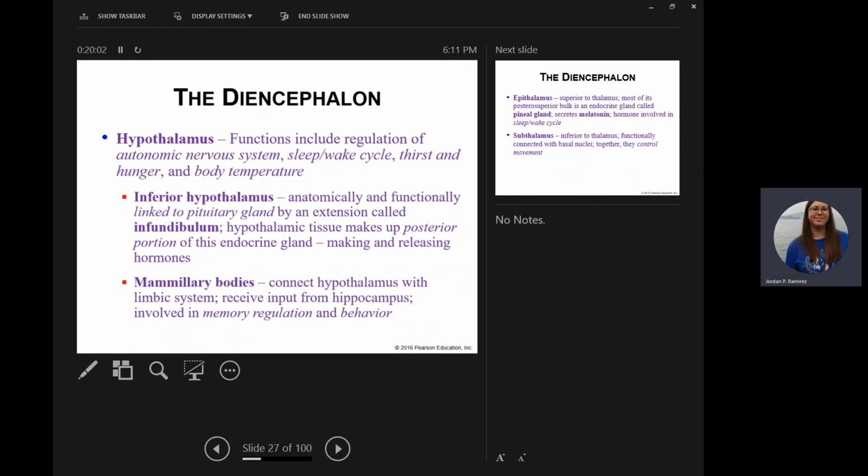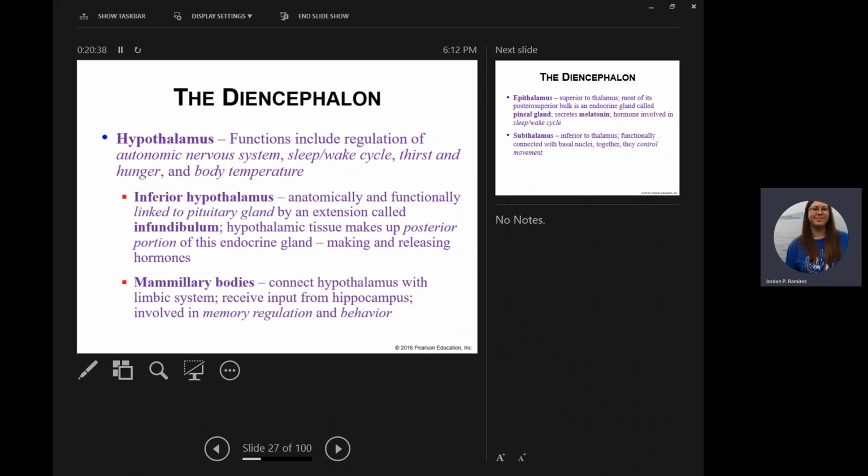All right, so the hypothalamus functions to include regulation of autonomic nervous system, sleep-wake cycle, thirst, hunger, and body temperature. It has several different parts too. The inferior hypothalamus is anatomically and functionally linked to the pituitary gland by an extension called the infundibulum. If they tell you in AMP2 that that's the only word you can use, technically it has another name, which is called the stalk. Much easier to remember. Infundibulum, stalk, if you take my AMP2, then you can use either term. It's basically the same thing.